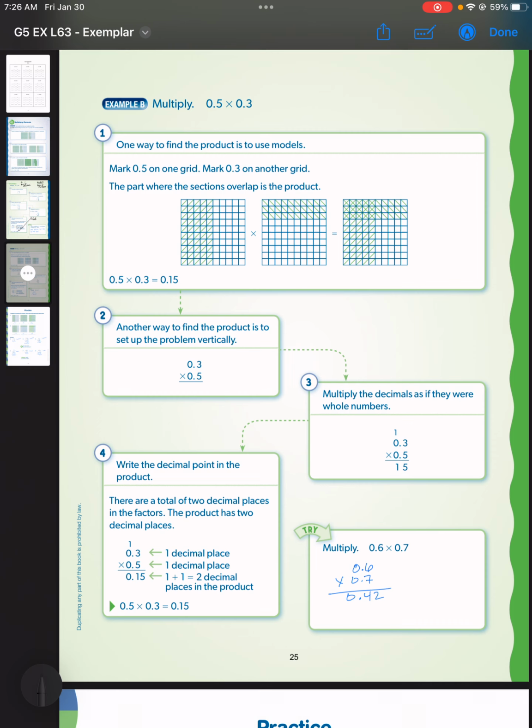As they jump into the next example, they are blending using models and multiplying vertically. Again, you want to make sure that students are lining up their numbers, not their decimal points, and that before they finalize their answer, they are counting decimal places. That is what you are going to focus on as students try out this problem.